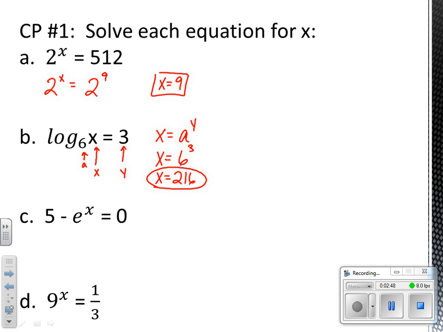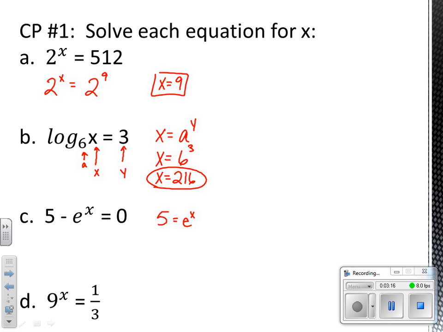Letter C, we have 5 minus e to the x equals 0. Okay, so again, we have a variable x in this equation. So just like you guys would have done in the past, we're going to try to isolate that variable. So I'm going to move e to the x to the right-hand side so it becomes positive. And this time I'm going to kind of use that one-to-one property in reverse. So hopefully you can follow me through this here.